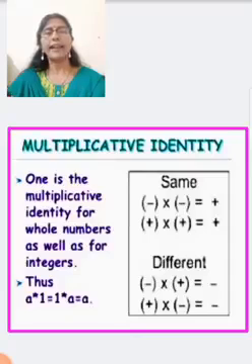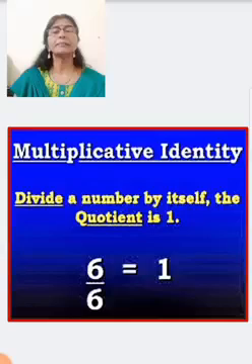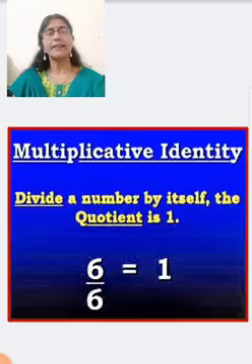Now how to find out multiplicative identity? Divide a number by itself. Take any number and divide it by the same number, then the quotient which you will get is always 1. Divide a number by itself, the quotient is 1. For example, here 6 divided by 6 is equal to 1. And this 1 is called as multiplicative identity.